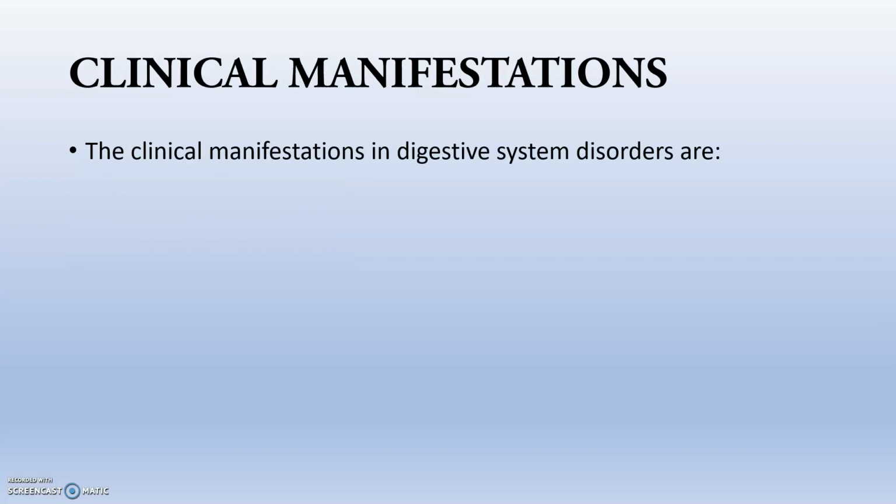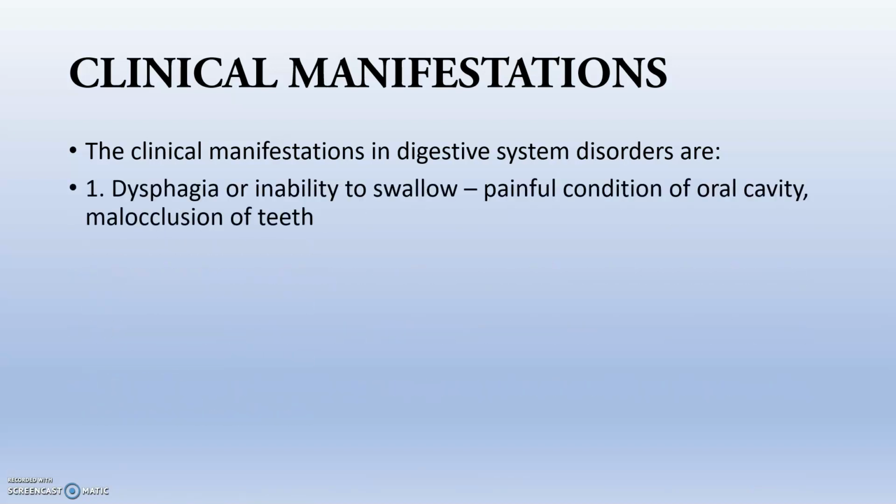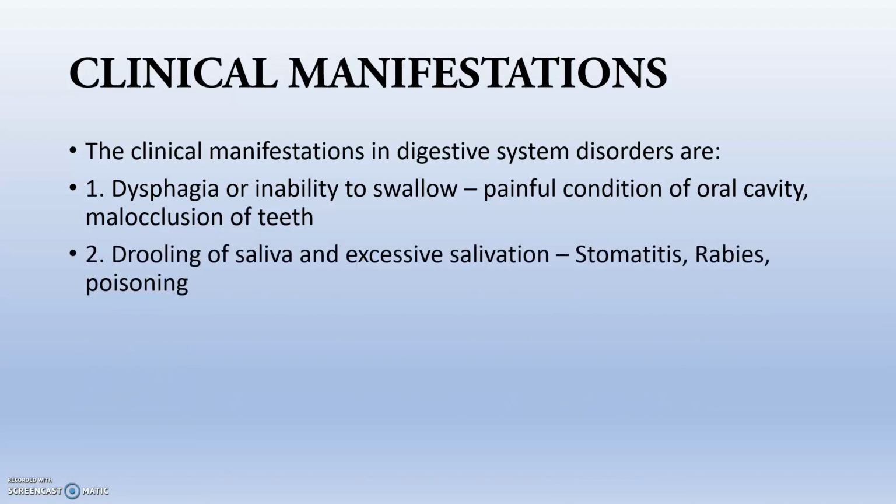The clinical manifestations whenever an animal is having digestive system disorders are: first one is dysphagia, that is the inability to swallow, which may arise from any painful condition of the oral cavity, malocclusion of the teeth, or any problems associated with the tongue, pharynx, larynx, etc. The next is drooling of saliva or excessive salivation. That is mainly seen in case of stomatitis or any hyperplasia of the glands of the digestive system, sorry, the parotid glands and all. Next, in case of rabies or poisoning, we have seen this.